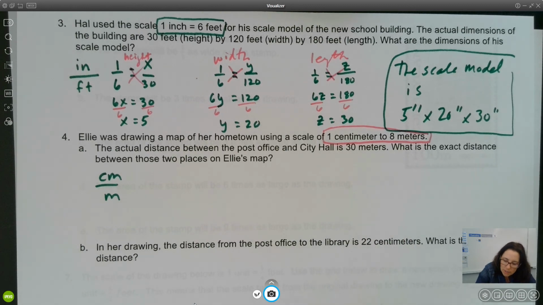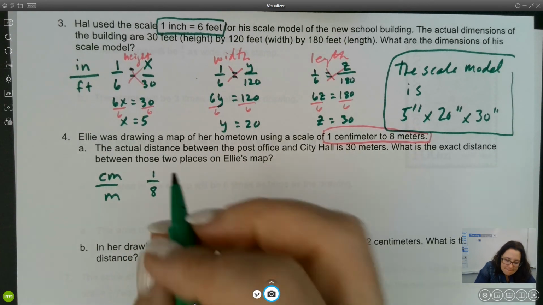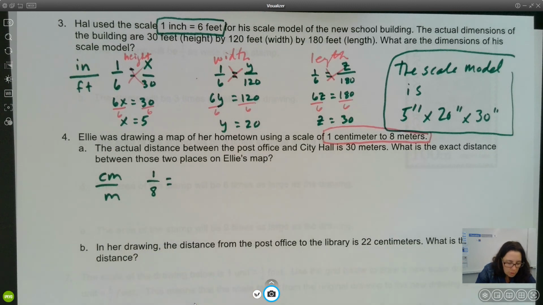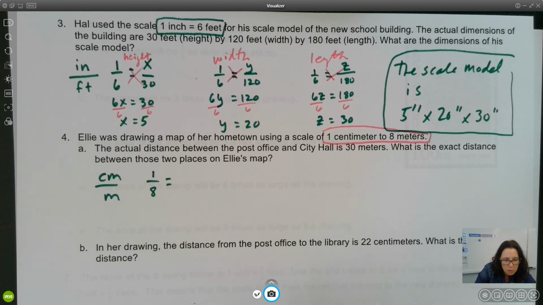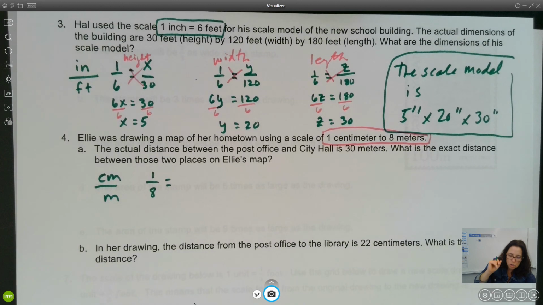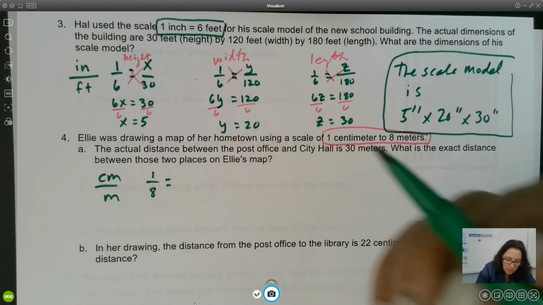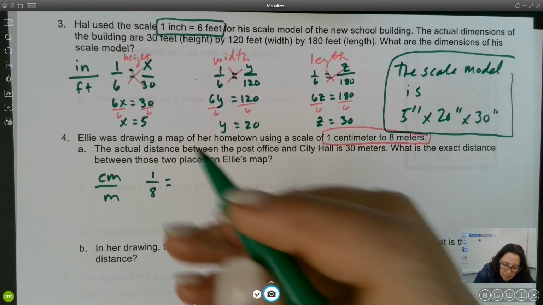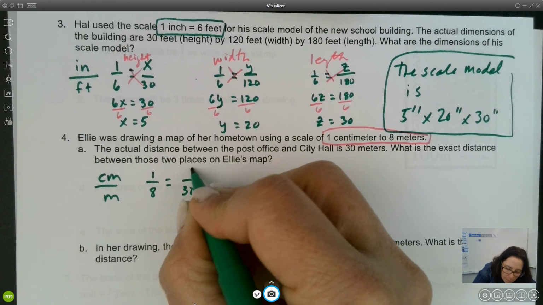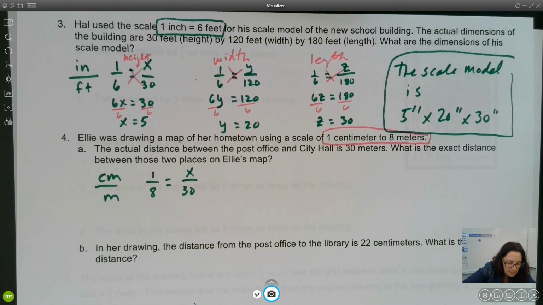All right, so we've got this 1/8, 1 centimeter to 8 meters. And then that is equal to, okay, and we do not need the same units when we're finding these values of the map size versus the actual size, okay? The proportion kind of takes care of that relationship in itself. All right, we got 1 to 8 and then 30 meters. So we better put 30 on the bottom. So we've got 8x equals 30.